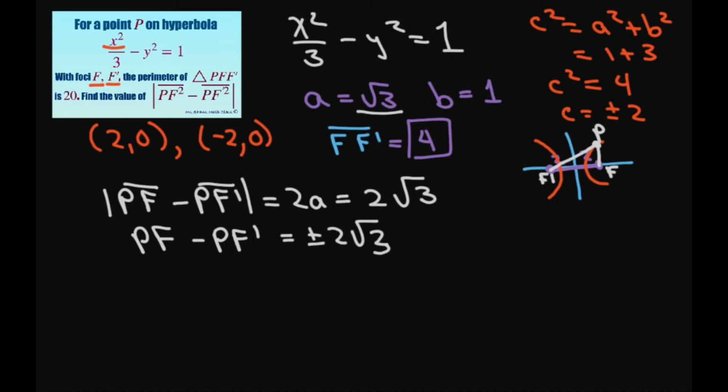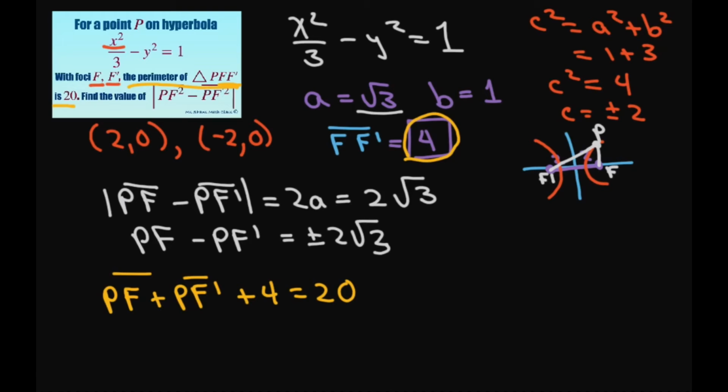All right. Now, what else do we know? We know that the perimeter equals 20. So for our perimeter, we have PF plus PF prime, and then we have 4, because we have FF, equals 20. So we know that PF plus PF prime equals 16.